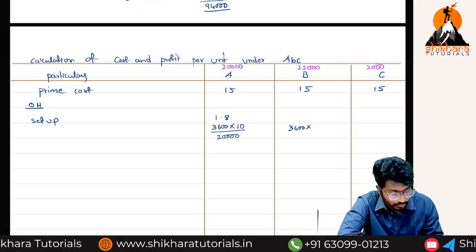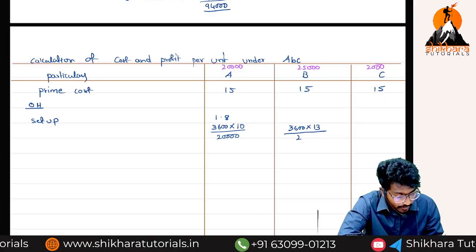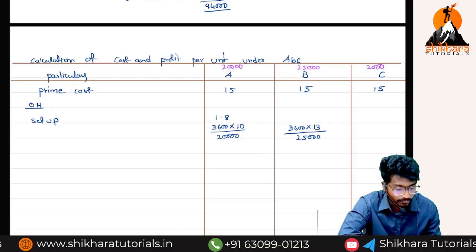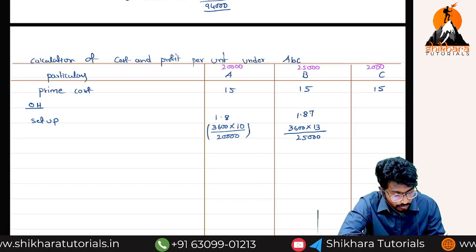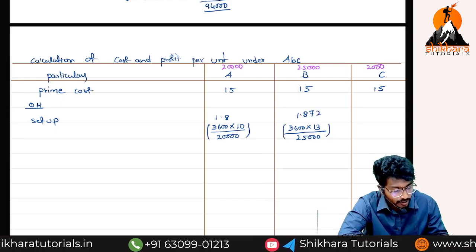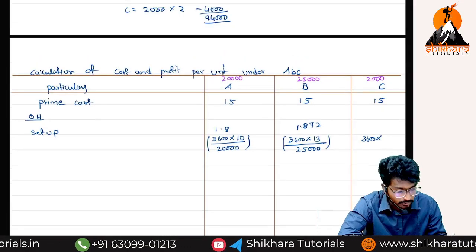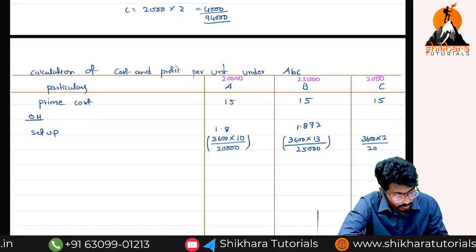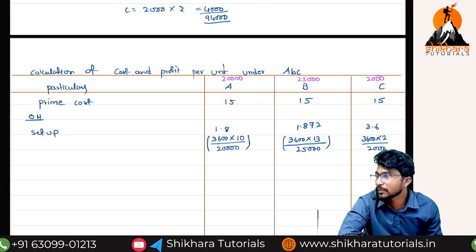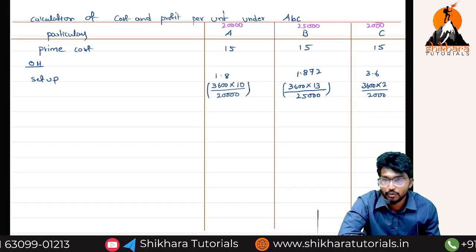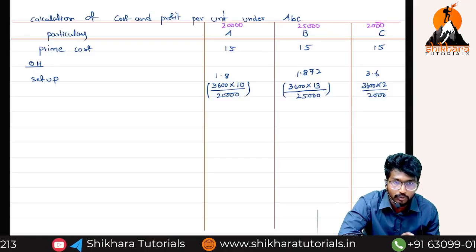Next, again here 3,600 into how many setups? 13, divided by how many units for B? 25,000. That is 1.872. Next, 3,600 into how many setups for C? 2 only, divided by 2,000. 3.6. This is setup cost per unit. Per unit, the setup cost is 1.8, 1.872 and 3.6.